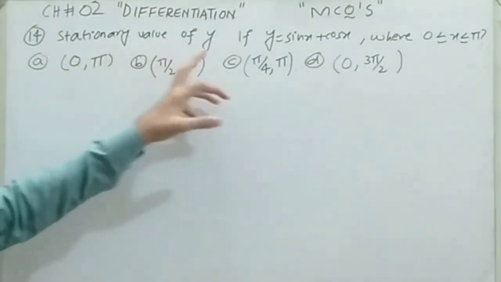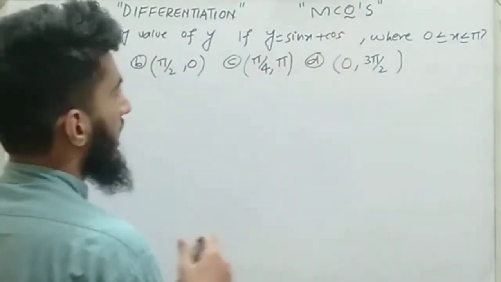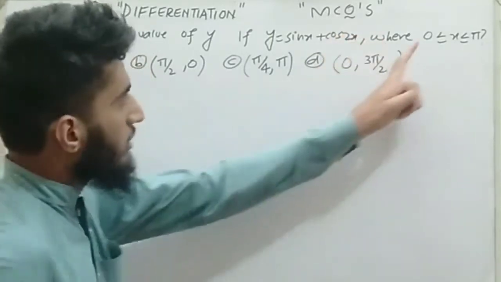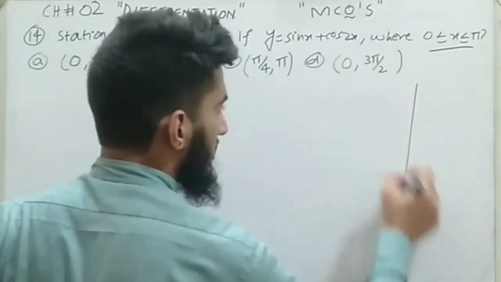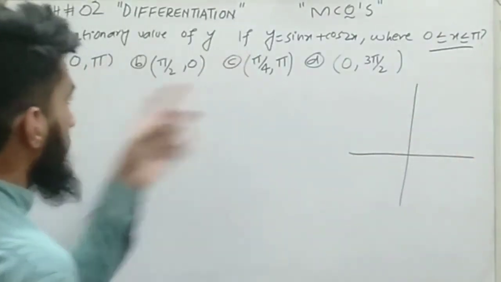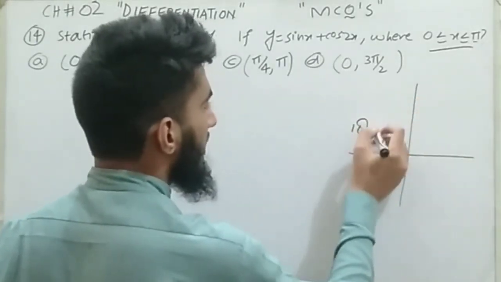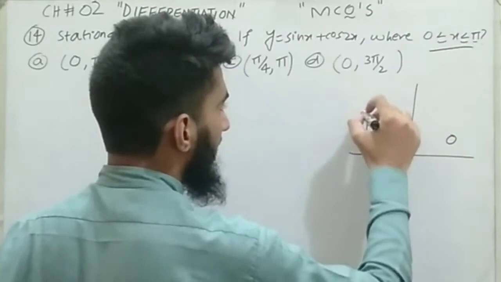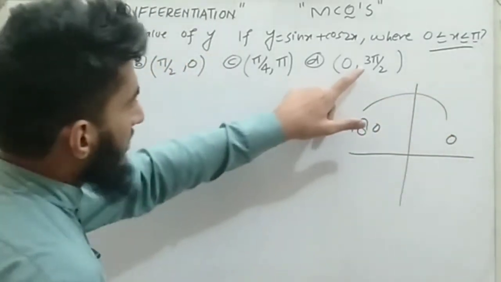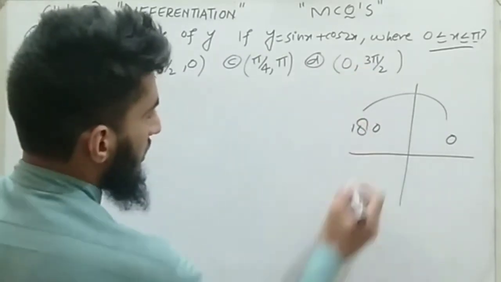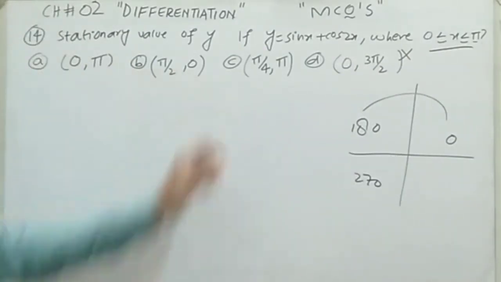It tells the stationary values of y, if y is equal to sin x plus cos of 2x, where 0 is less than or equal to x and less than or equal to pi. This condition means that the answer and the point will lie in the first or second quadrant, because pi is actually equal to 180. Second quadrant and 0 is the first quadrant. So the angles and the point must lie between these two quadrants. So here in the last option, 3 pi by 2 gives us 270 degrees, which is in the third quadrant. So it means this is the wrong option. We will select the option from the first three options.